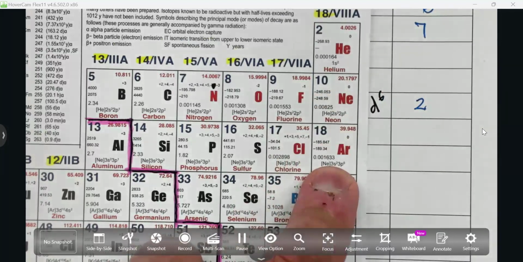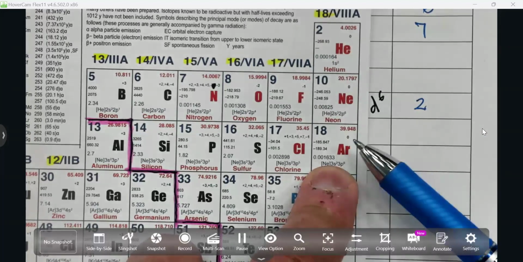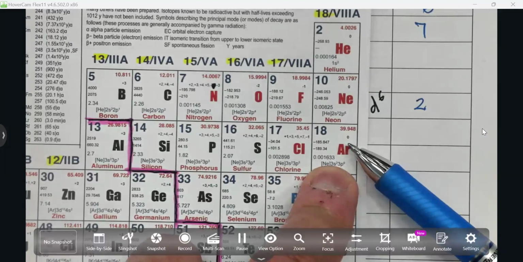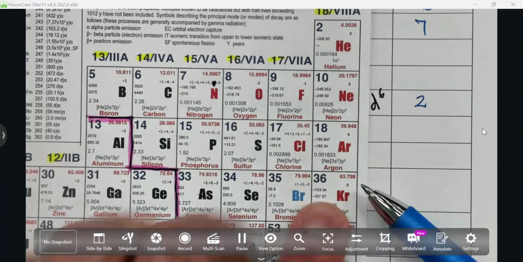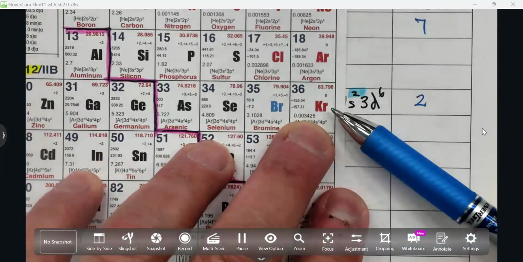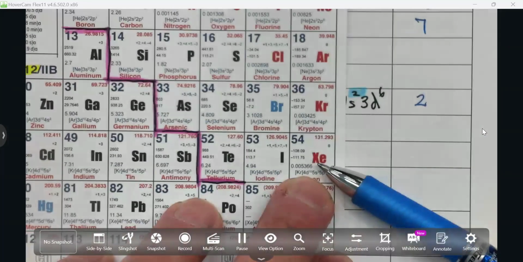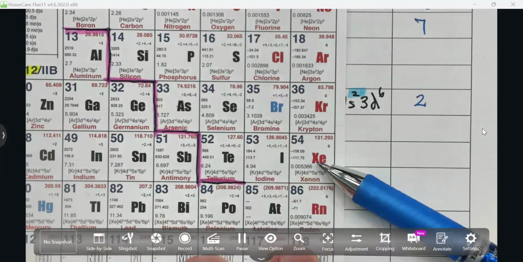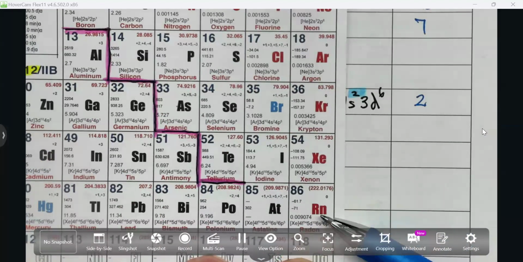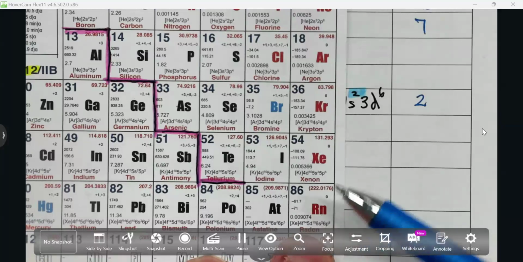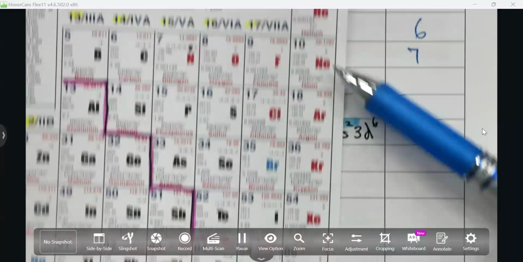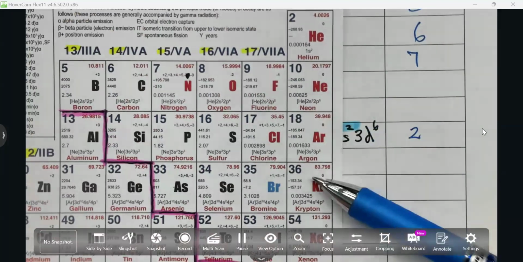We go to argon. 1S2, 2S2, 2P6, 3S2, 3P6. 8, 3S2, 3P6. Krypton. 4S2, 4P6. 8. Xenon. 5S2, 5P6. 8. And radon. 6S2, 6P6. 8. All of our noble gases here, except for helium, 8 valence electrons.